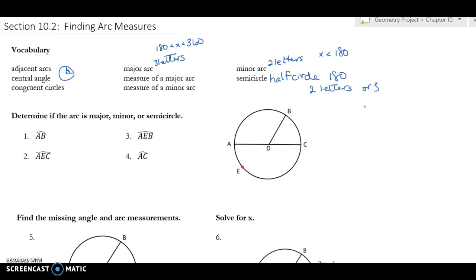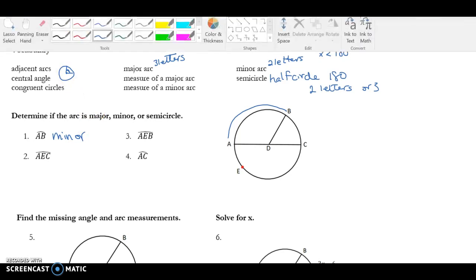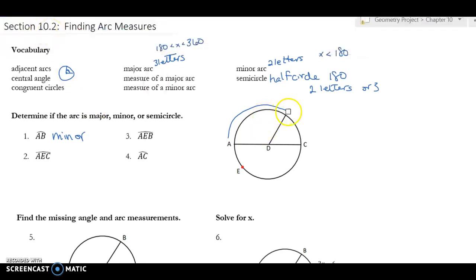When you read arcs, what's important to do is to go the shortest distance. So right here, when I say A to B, I would not go all the way this way, right? I would go the shortest distance. The shortest distance from A to B is right here, and I did not make it halfway across the circle, so that is a minor arc, okay? So let me see if I can erase what I drew. So that was a minor arc. Okay, so now let's go to the next one.